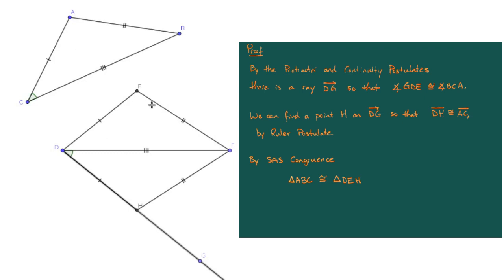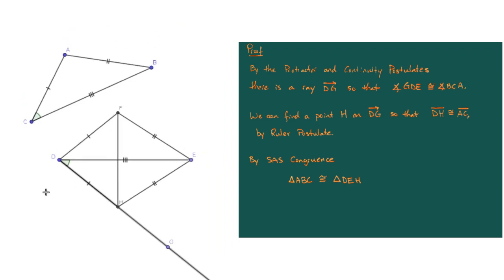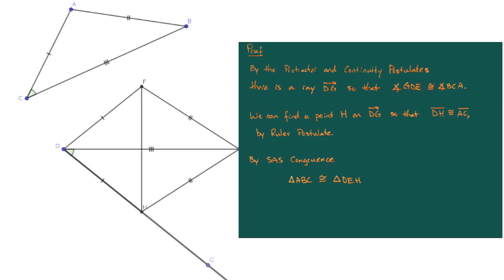So now what we want to do is to draw this line segment between F and H. Now when we do that, we get this triangle DFH, and that triangle is going to be an isosceles triangle because we know that this side is going to be congruent to that side. And so by our isosceles triangle theorem, this angle is actually going to be congruent to this angle, so that the base angles are going to be congruent.